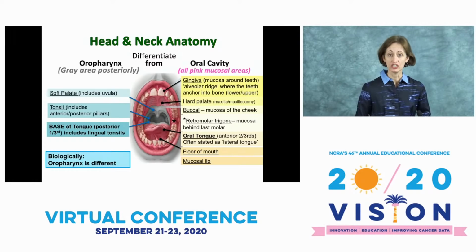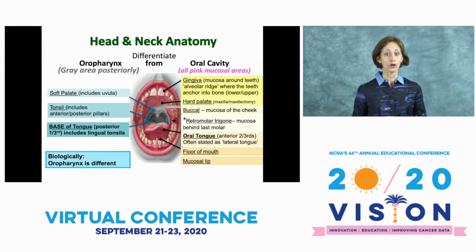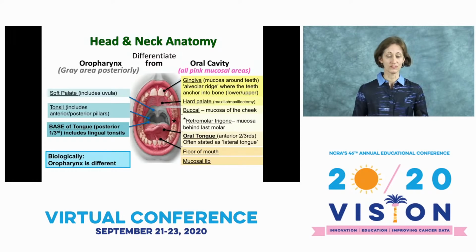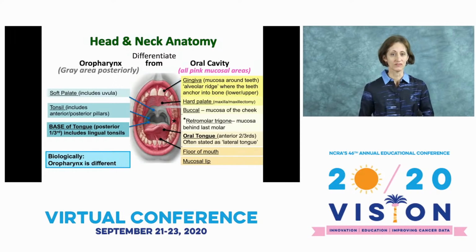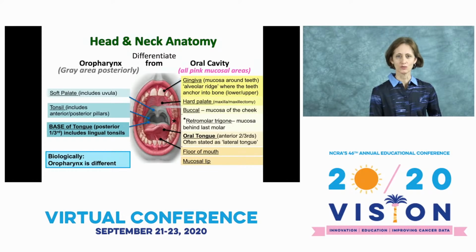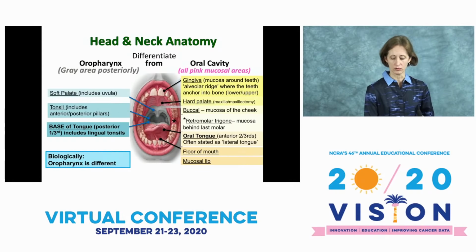So you have the gingiva. For the oral cavity, we have the sites of gingiva around the teeth, alveolar ridge, our hard palate, the maxilla, retromolar trigone, and oral tongue, so the anterior 2/3. Often the tumors are on the lateral surface, floor of mouth, and of course we've discussed mucosal lip. So we can see in this diagram the gray in the middle. That is the oral pharynx as we go back, as we begin to swallow, and all the other components would be part of that oral cavity.